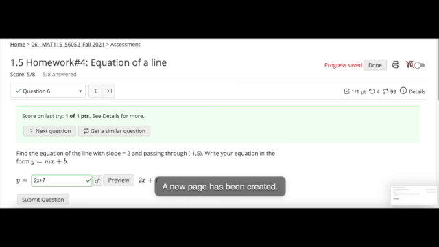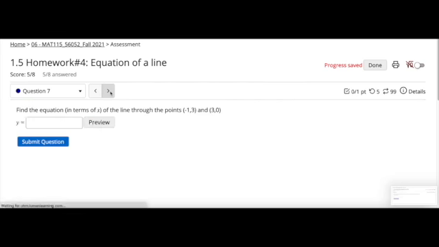Number 7 is find the equation, again in terms of x, of the line passing through points -1, 3, 3, 0. Alright, so this is kind of like a combination dealie.